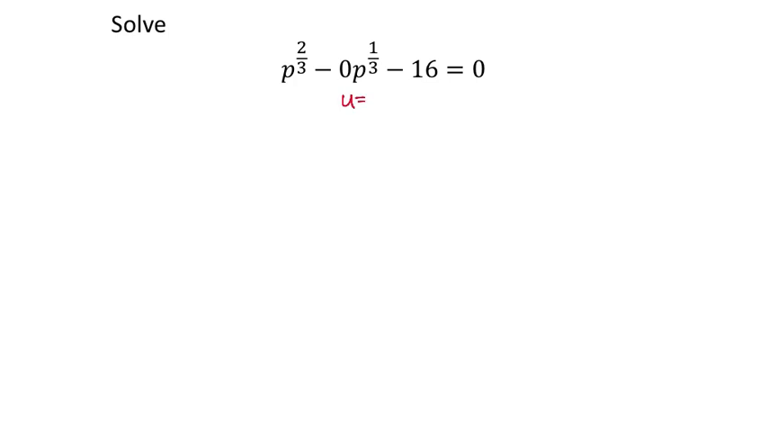So here I would make U be p to the power of 1/3. And again, if I had squared both sides, then U squared, p to the power of 1/3 to the power of 2 would be like taking 1/3, multiplying that by the 2. So that's why p to the power of 2/3 is the same as U squared. Okay, so again, instead of using the base p, I'm going to use U instead. So p to the power of 2/3 now is U squared. And then p to the power of 1/3 is U, even though it's minus 0U. And then this would be minus 16. And that equals 0.